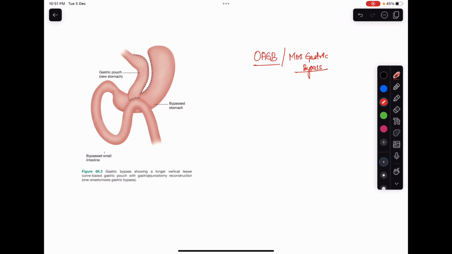Now let's learn about one anastomosis gastric bypass. This is also called mini gastric bypass. Compared to Roux-en-Y gastric bypass, where we are doing two anastomoses, that is, gastrojejunostomy and jejunojejunostomy, in mini gastric bypass we are doing only a single anastomosis, only one anastomosis, which is why it is named one anastomosis gastric bypass. That anastomosis is GJ.